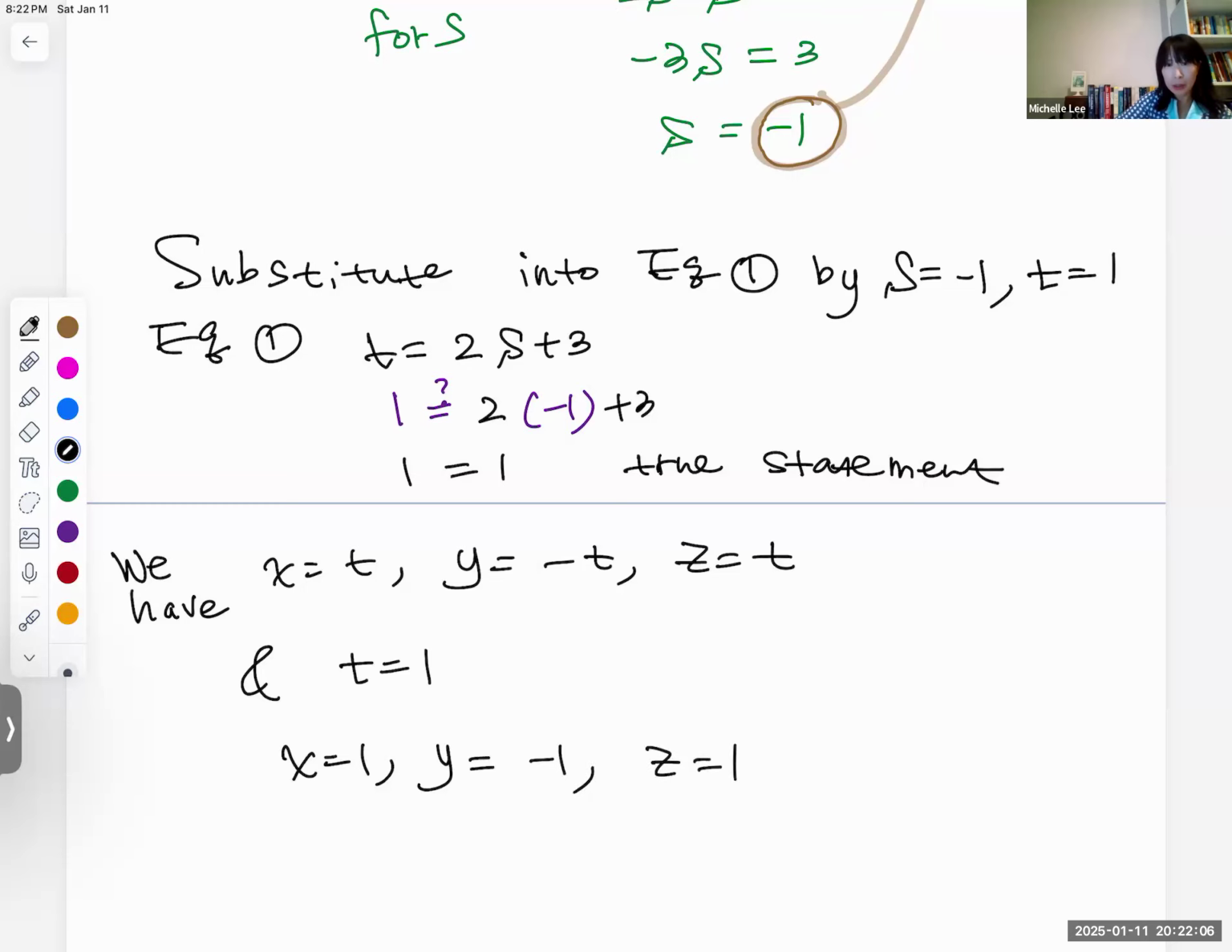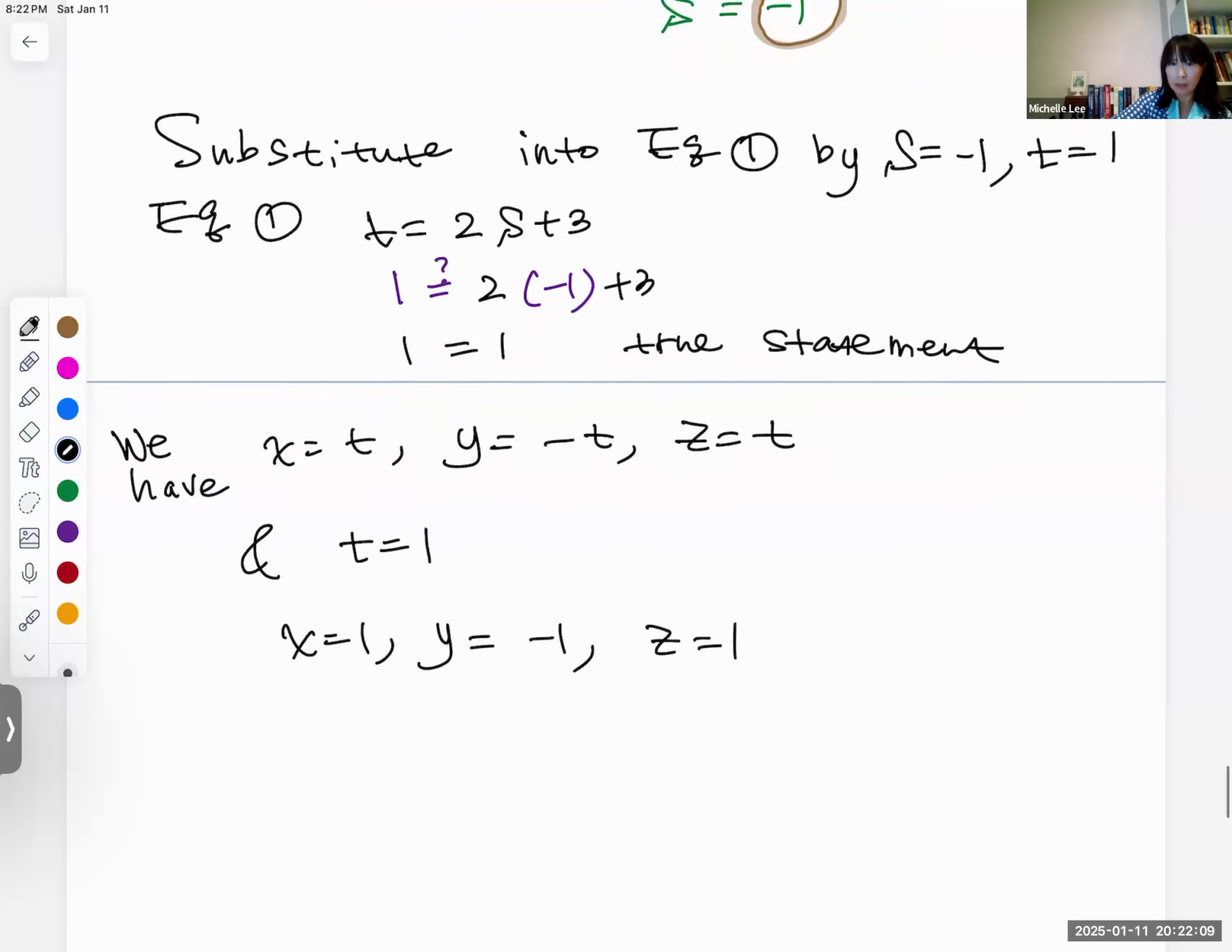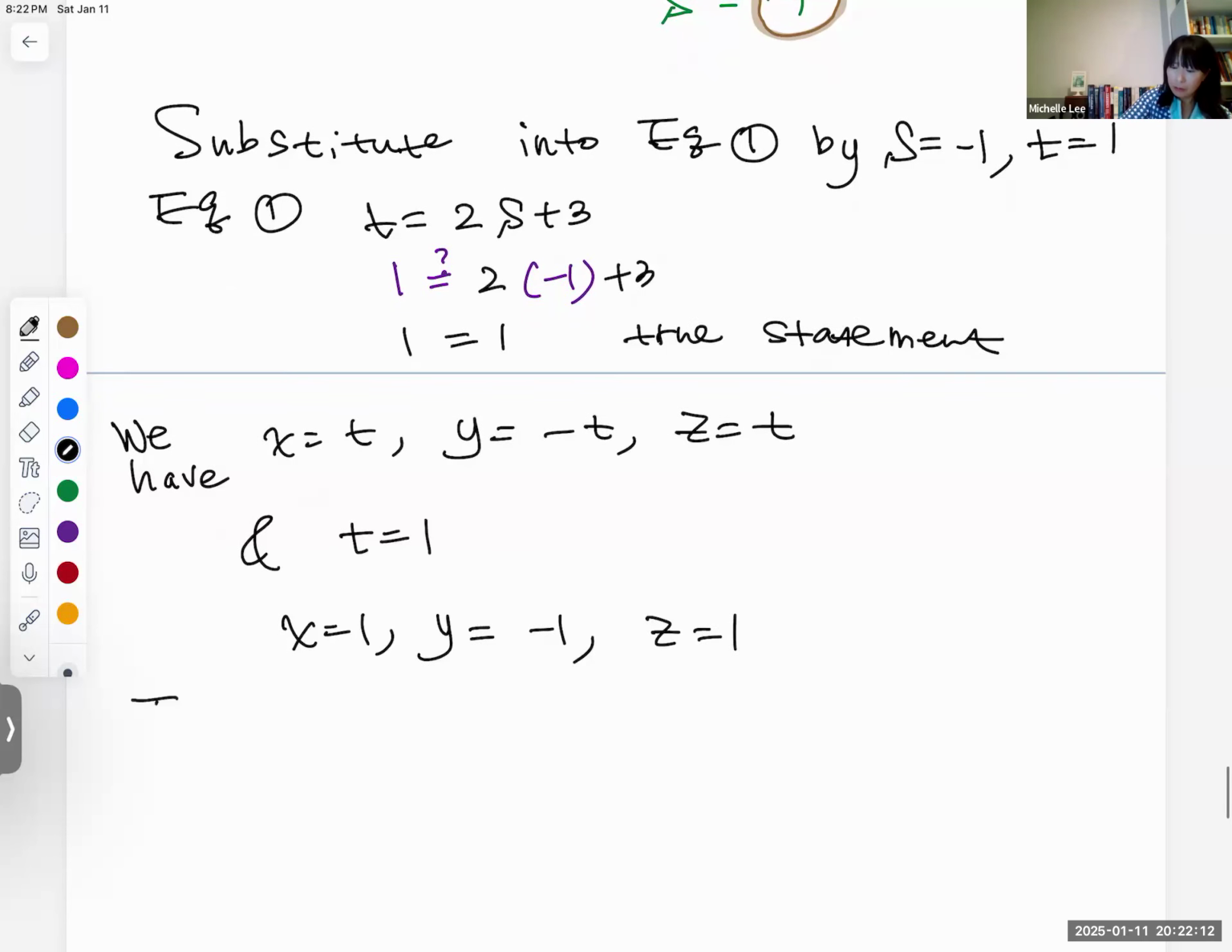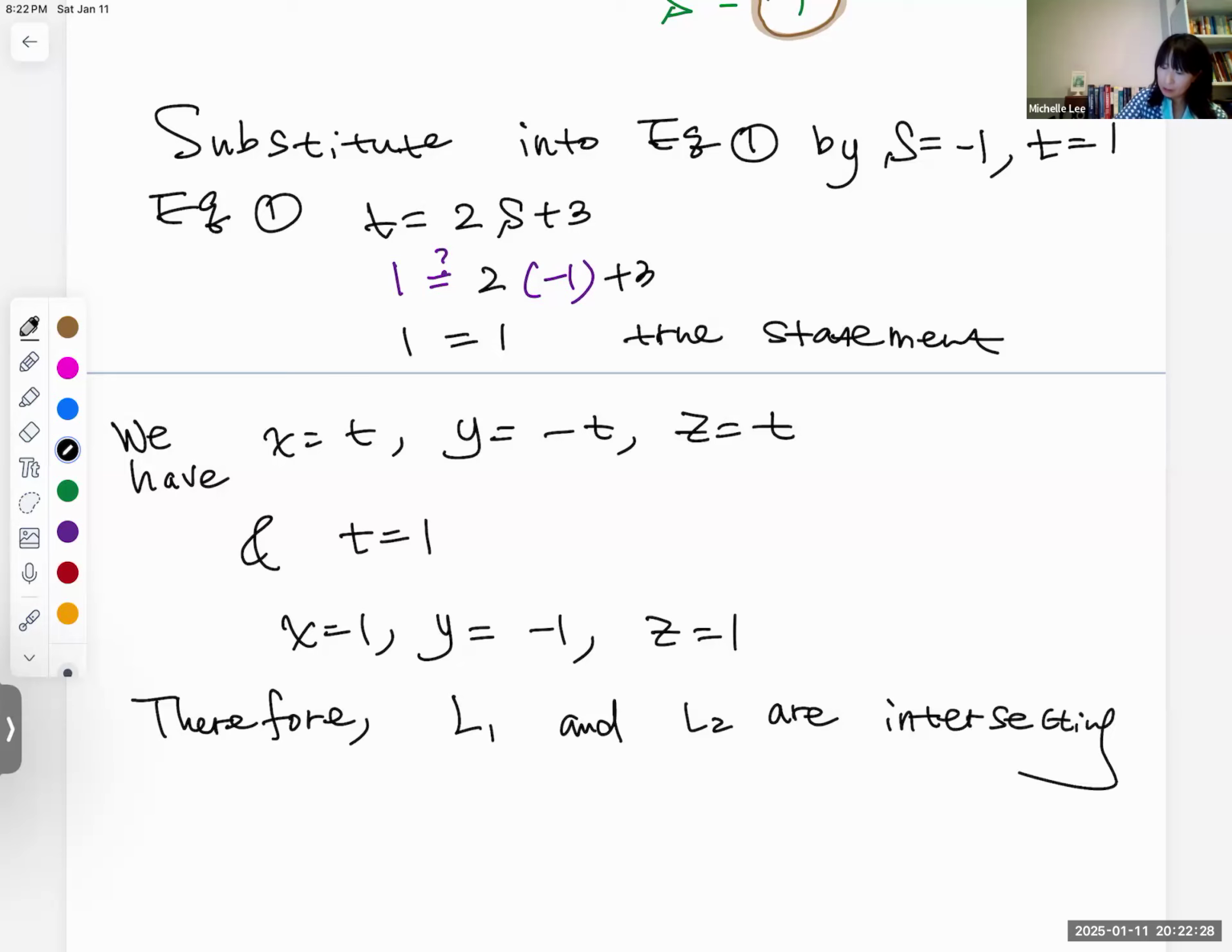So we can conclude. Therefore, line 1 and line 2 are intersecting at the point x, y, z, which is equal to, this is so slow, huh? I have to wait. 1, -1, 1, right? Very good.